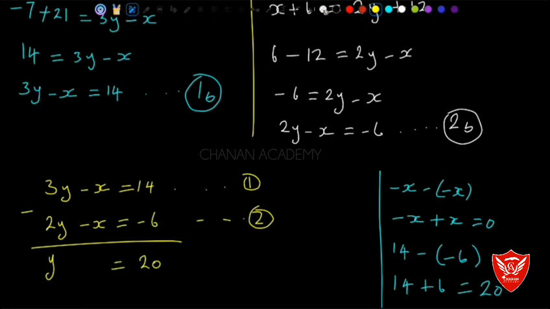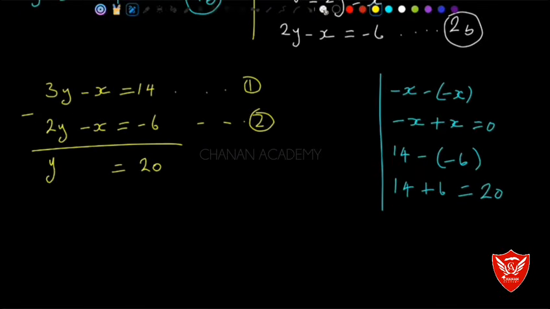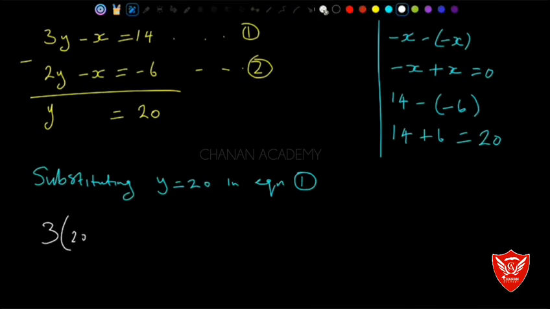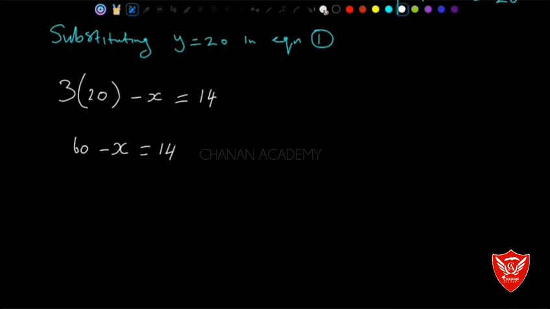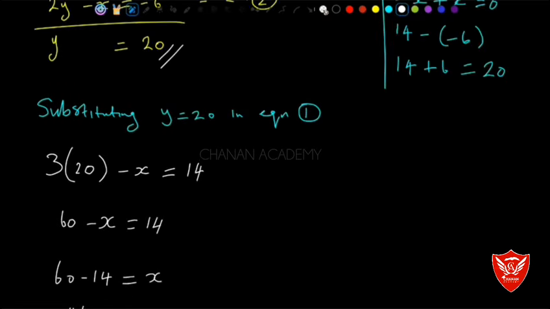However, let's continue and solve for the father's age. Okay, so if y is 20, we can then substitute in equation 1. So if we do that for equation 1, we are going to have 3 times 20 minus x equal to 14, and this should be 60 minus x equal to 14. Therefore 60 minus 14 is equal to x, and this should be 46 equal to x. So x is equal to 46 while y is 20. But however, we are looking for y. This is what we are asked to look for. So the son's age is 20.